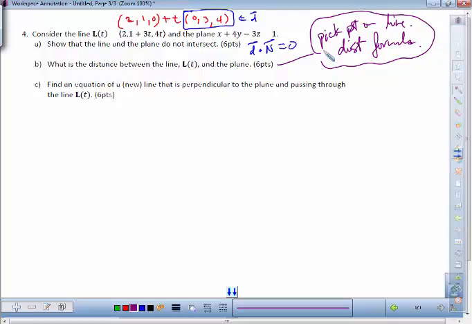All right, now we're actually going to do C. It says find the equation of a line that's perpendicular to the plane passing through L. So we want an equation of a line. What two things do we need? We need a point and a direction.